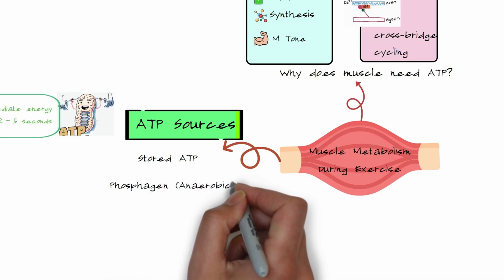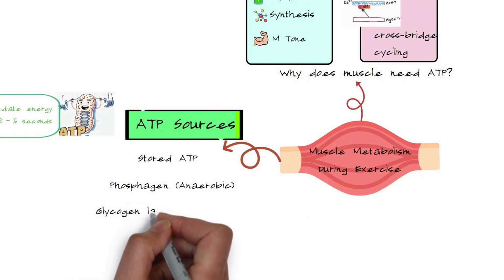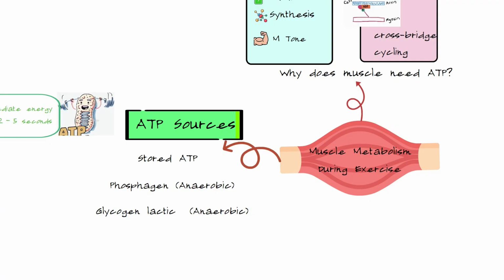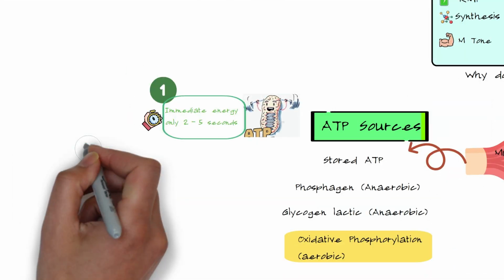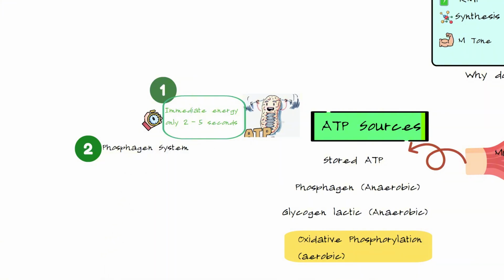So we switch to three energy systems, which are the phosphagen system, the anaerobic glycolytic, and the aerobic oxidative. The phosphagen and the glycogen lactic systems are both anaerobic and do not need oxygen, while the oxidative is the only aerobic one that needs oxygen. Now let's start with our first system, the phosphagen system, which is the fastest energy system producing ATP.